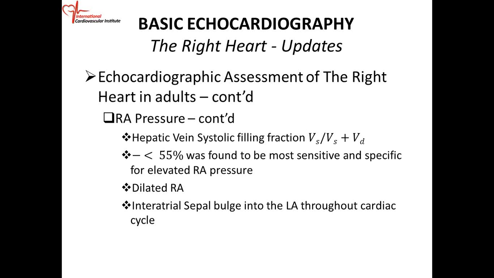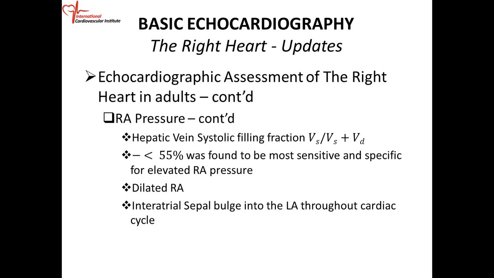Another thing, when the pressure in the right atrium is high, it's going to be dilated. If the right atrial pressure is extreme, it's going to be big. And not only big, but you get interatrial septal bulging into the left atrium throughout the cardiac cycle. So these are some additional things that you can look for. The most important, however, is the dilated right atrium.